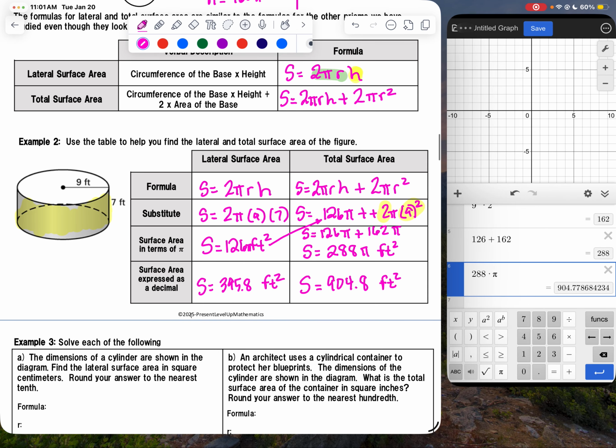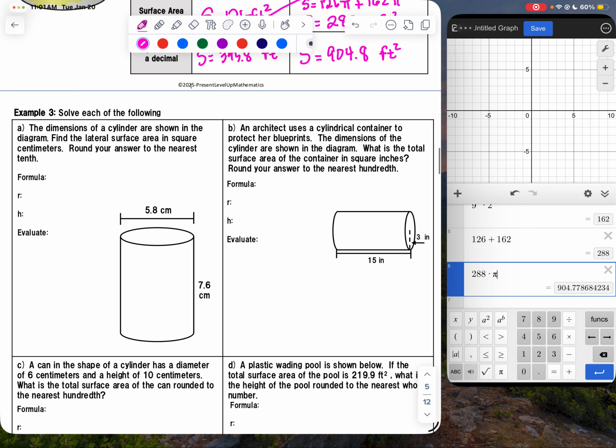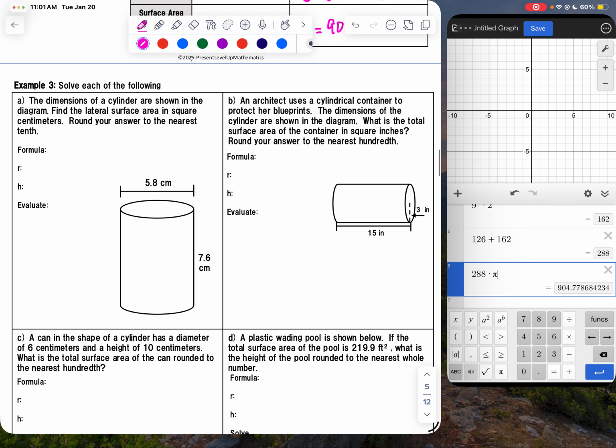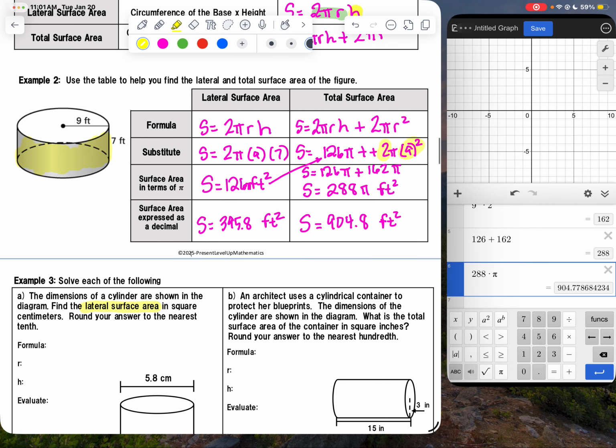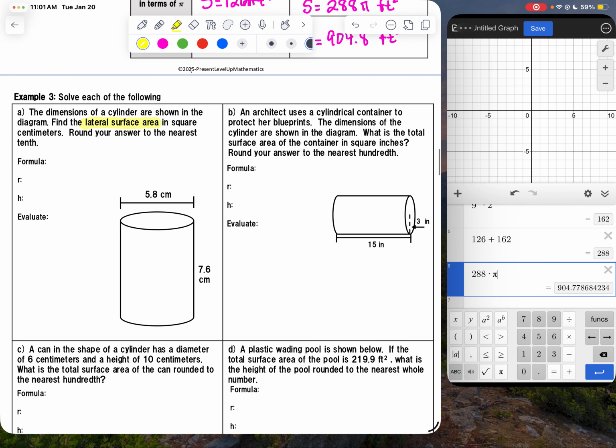All right, now let's look at some of the type of problems that will be on your assignment. In example 3, it says solve each of the following. In problem A, it says the dimensions of a cylinder are shown in the diagram. Find the lateral surface area. I'm going to highlight that because it's important that you use the correct formula. In square centimeters, round your answer to the nearest tenth. So let me go back up here. Our lateral surface area was 2 pi r h. So that's the formula I want to write down.